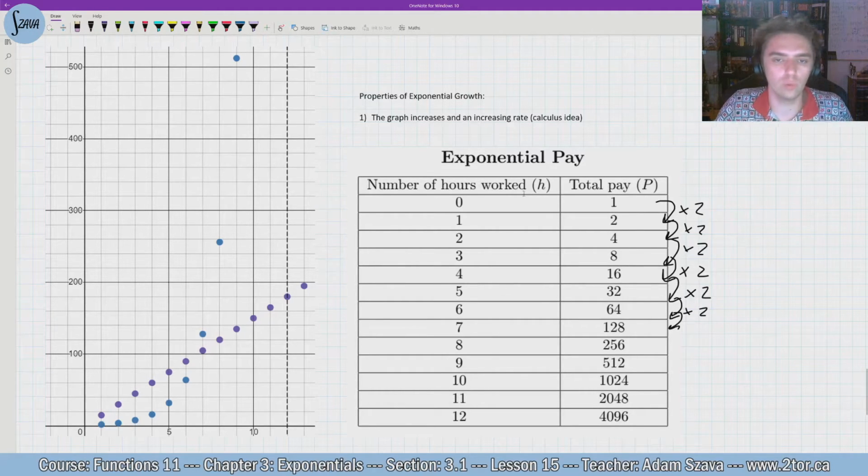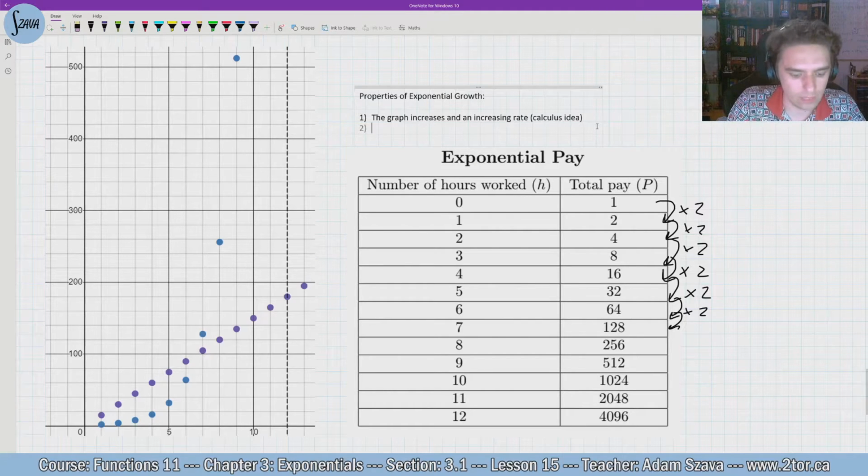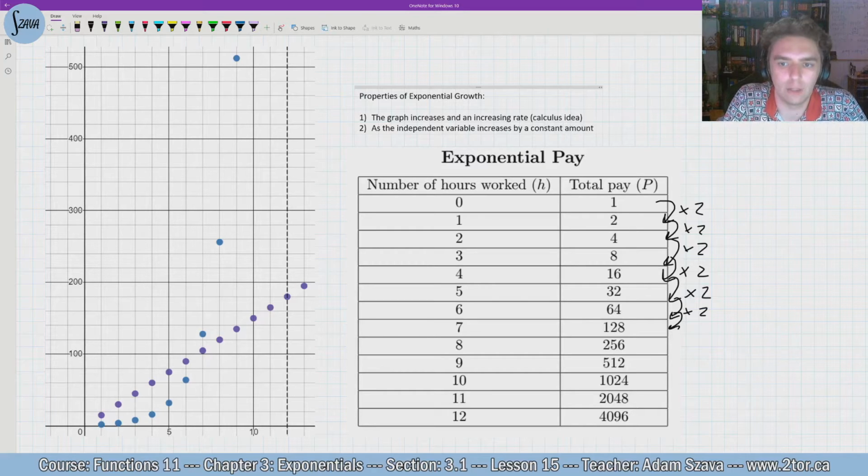So what this means is that as the independent variable increases by a common or a constant amount, right? So if we go up by the same amount, that's 1, usually 1. We think about every day, how much does it go up by, or every hour, whatever. The dependent variable increases by a common ratio.